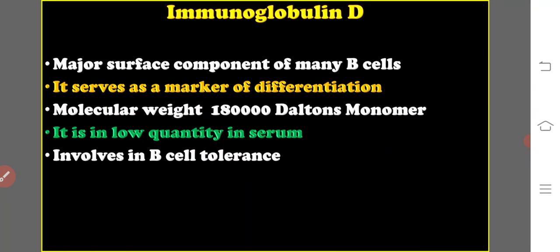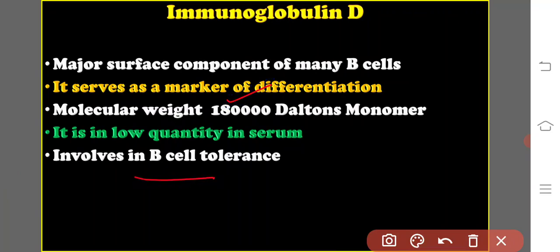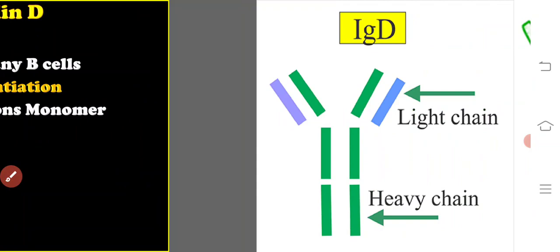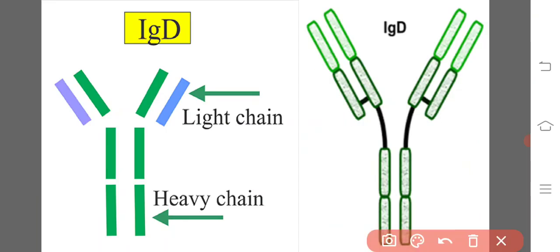IgD is present in the form of a monomer with a molecular weight of 180,000 Daltons. According to the latest theories, they are fundamentally involved in the maintenance of B cell tolerance. This is about immunoglobulin D. See, here it is a monomeric form, IgD.